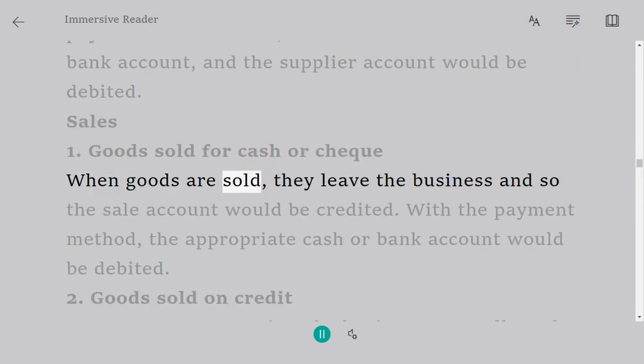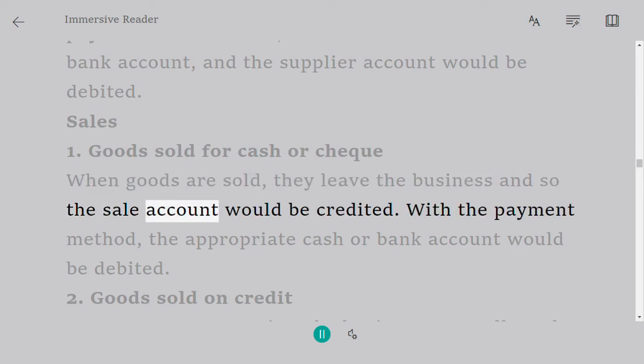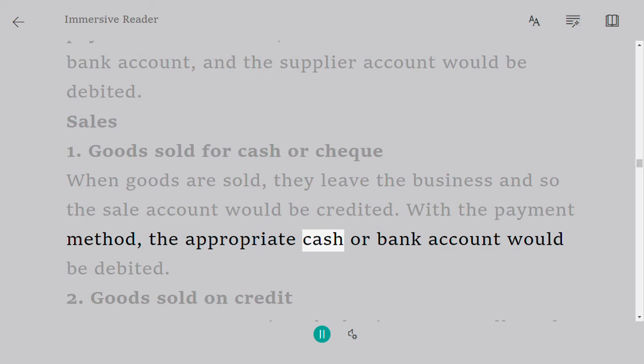Sales. 1. Goods sold for cash or check. When goods are sold, they leave the business, and so the sales account would be credited. With the payment method, the appropriate cash or bank account would be debited.